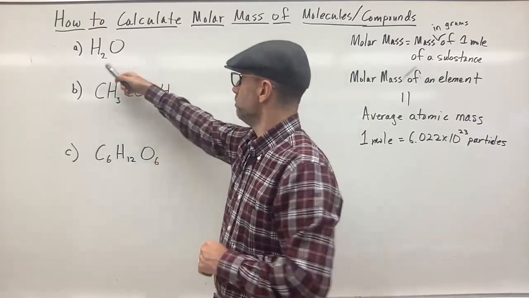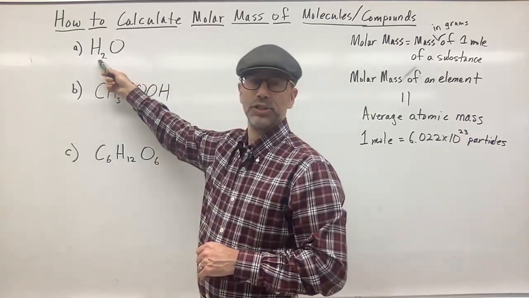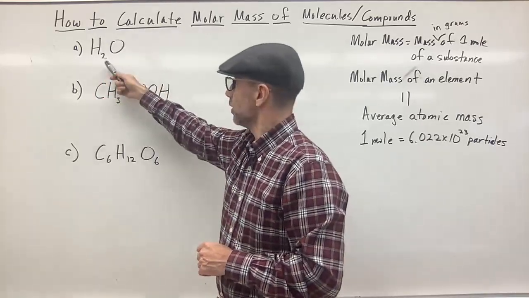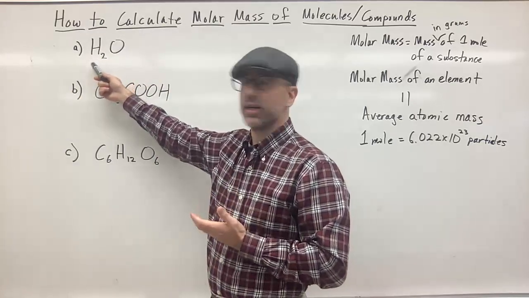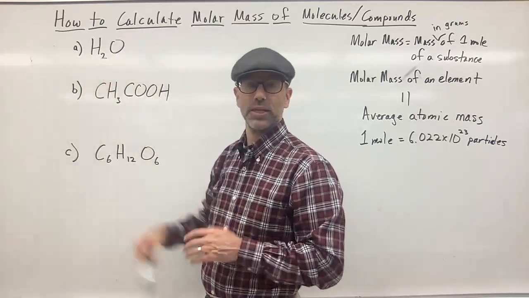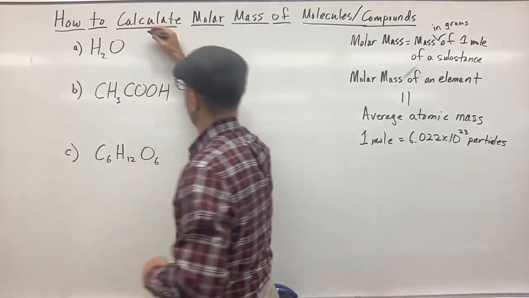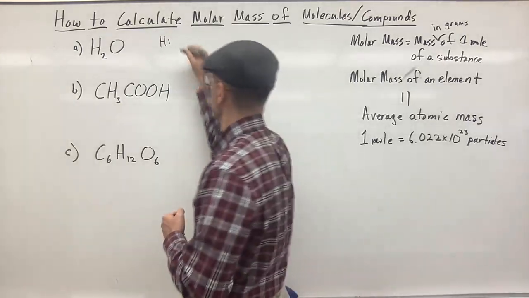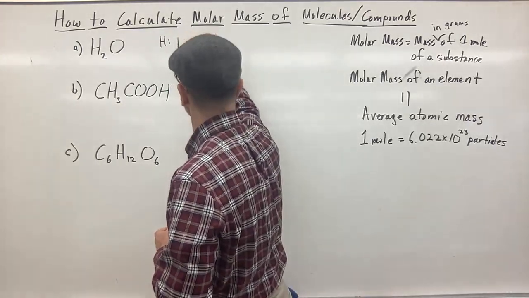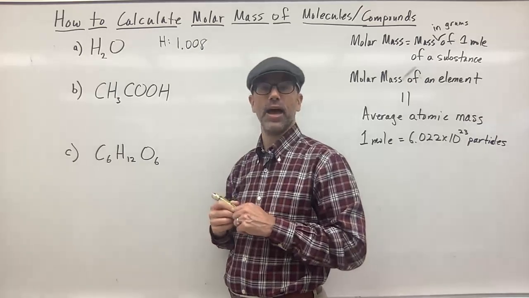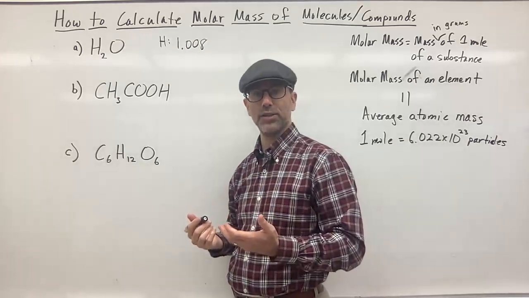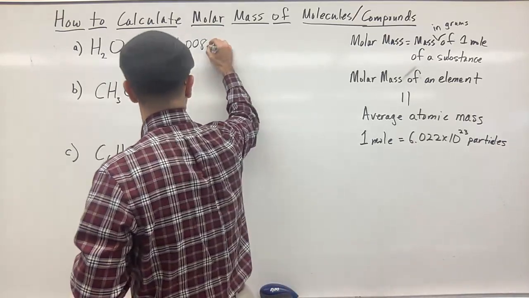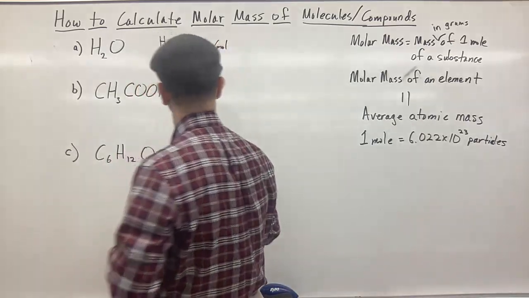Here I have 2 hydrogens and I have oxygen in water. If I know the molar mass of hydrogen and I know the molar mass of oxygen, I can add those together. The molar mass of hydrogen, if I look that up on the periodic table, you'll find that it is 1.008. So that means that for 1 mole of hydrogen, you have 1.008 grams. So that's grams per mole.